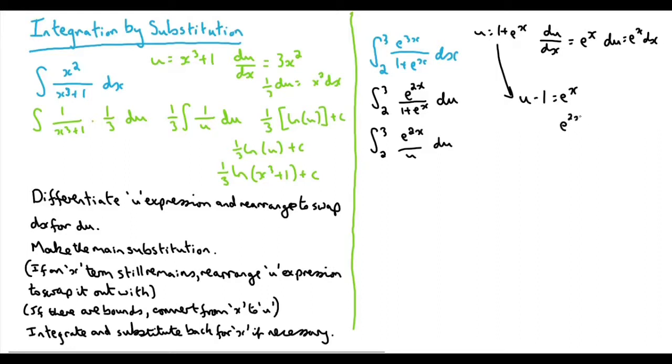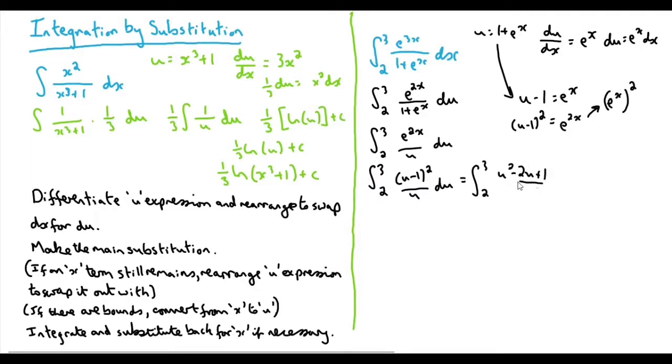How then do you get e to the 2x? Well, e to the 2x, if you like, is e to the x squared, because if you power a bracket by a power, that multiplies them together. Yeah, so this is the same as this. If this is e to the x squared, then this will be u minus 1 squared, making this substitution here. So on the top we now have u minus 1 squared, on the bottom is a u du, and this is going to be the same as integrating between 3 and 2, u squared minus 2u plus 1, over that u from before, du.